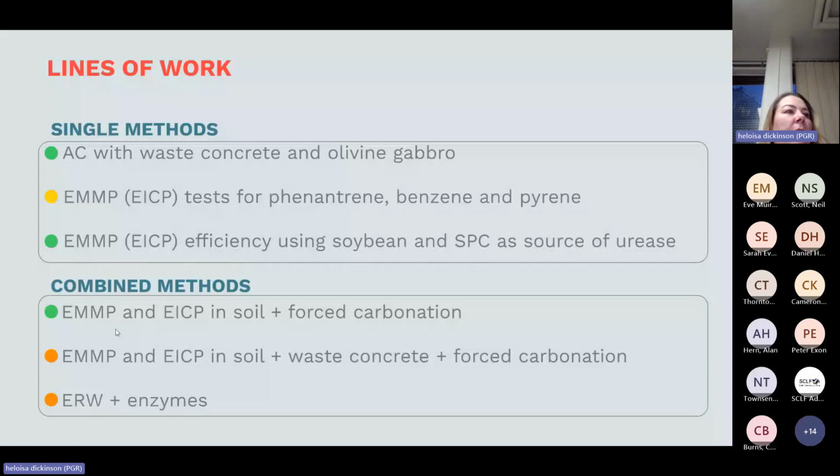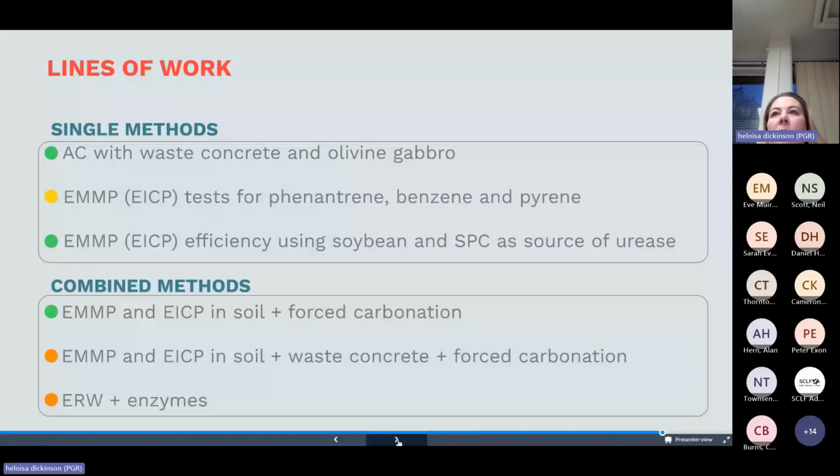Some combined methods like EMMP and EICP in soil plus forced carbonation. So using the cementation solution and then putting in the incubator and applying 10%, 20% CO2. EMMP in soil plus waste concrete plus forced carbonation. And I'm going to start next year, with one of my supervisors, an experiment with enhanced rock weathering using waste concrete and using enzyme solutions derived from waste as well.